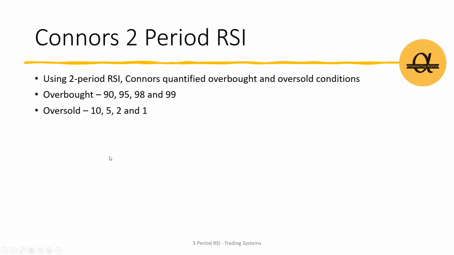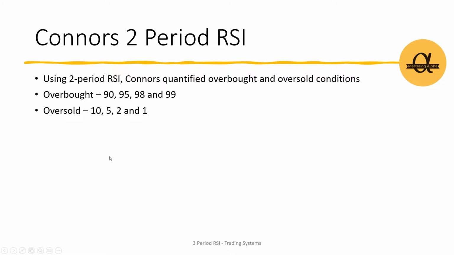He went all the way down to 1 just to see how the performance would be if, let's say, we go long when RSI is below 1. That's really extreme. But what he was trying to say is, the more extreme the condition is, the more profitable it's going to be, or it'll perform better, right? So that's what his results indicated.